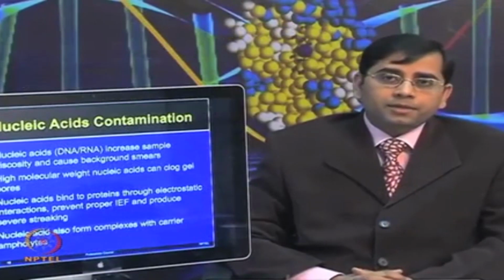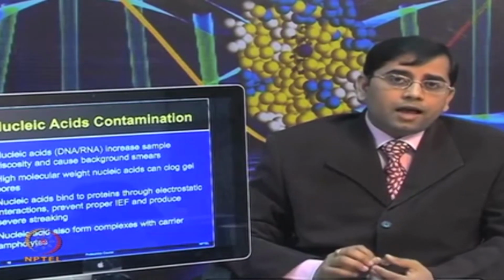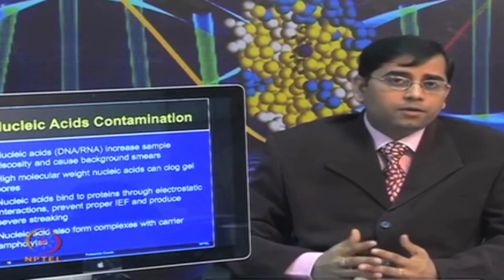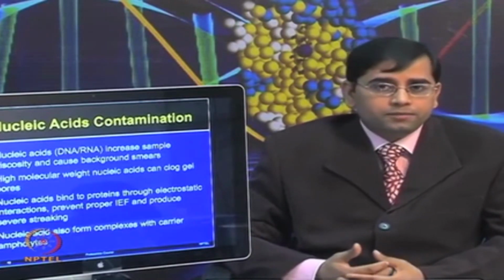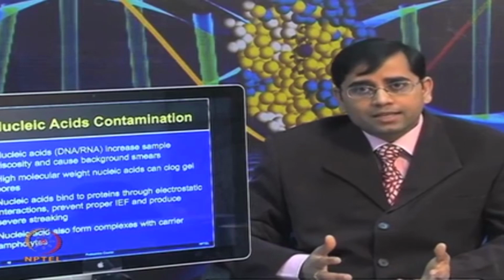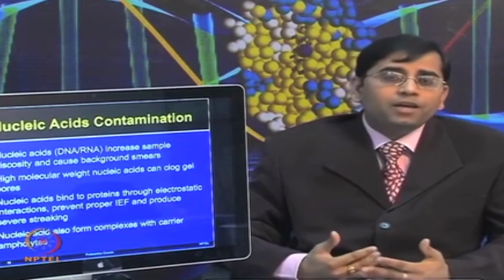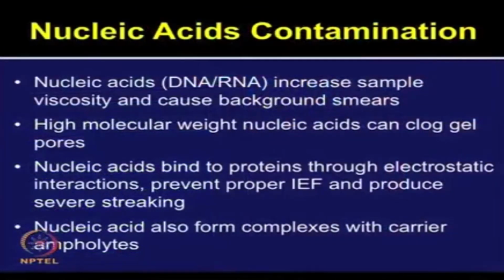Then there are nucleic acid contaminations. Nucleic acids, if they are present as a trace amount or in larger amounts in the protein extract, can increase the sample viscosity, and later on if you are separating the proteins on two-dimensional electrophoresis gels, it is going to show background smear or different types of streaking. The high molecular weight nucleic acids such as DNA or RNA can clog the gel pores, which will be used for gel based proteomic applications.